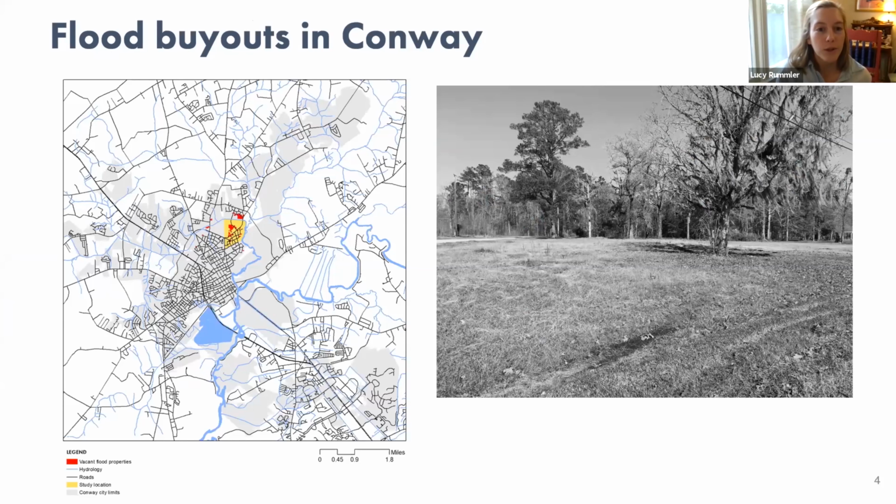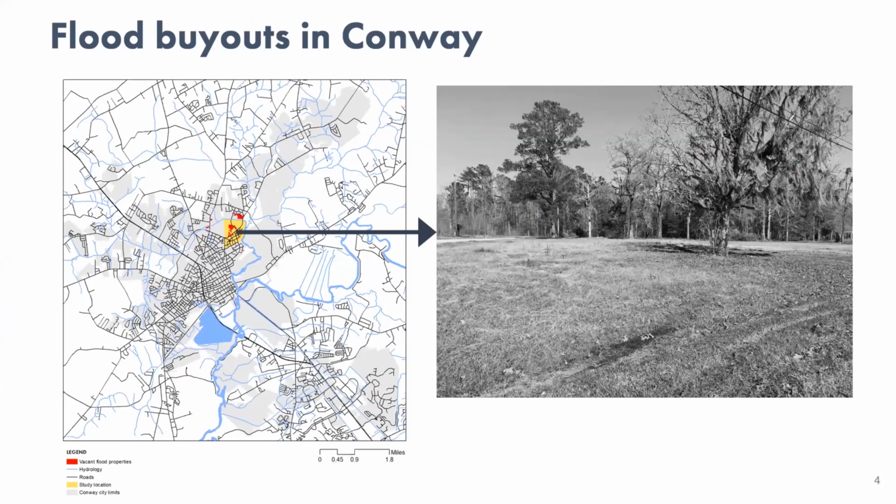Those parcels are in red on the map, and it shows a study area in yellow where these parcels are clustered around a swamp area. This image shows what one of these looks like now, with the home removed and just grass maintained by the city.